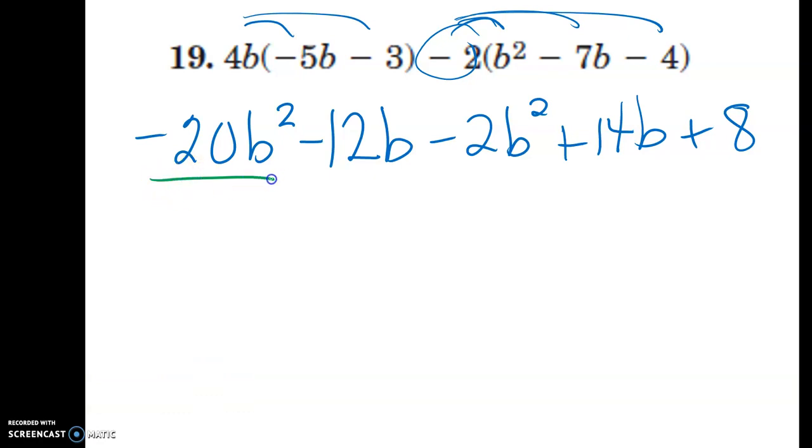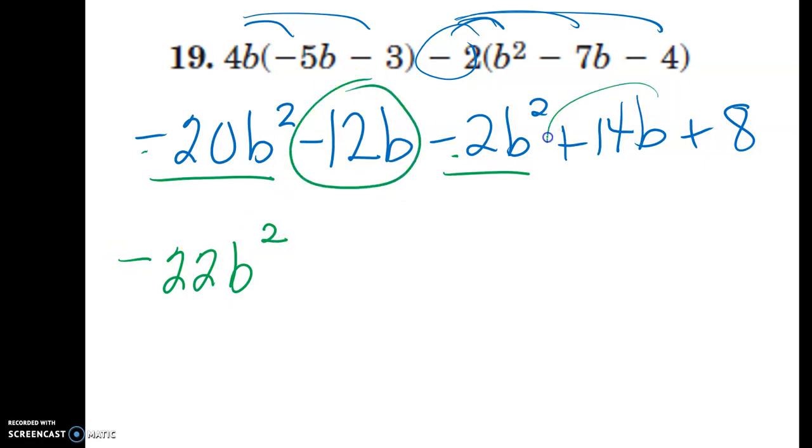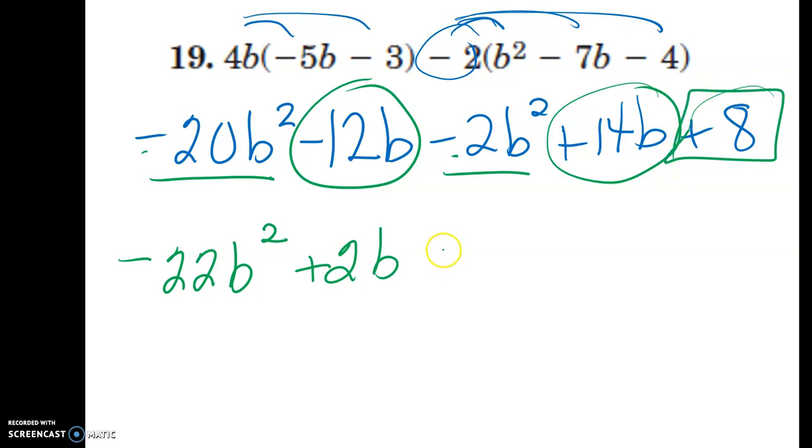All right, so we have negative 20b squared and negative 2b squared. They're alike. They are both negative, so that means that we're going to add them and keep the common sign. So that's negative 22b squared. We have negative 12b, positive 14b, opposite signs, so we have to subtract them, keep the sign of the larger number. So I have a positive 2b. This guy stands all by himself out here on the end. He has nobody to be collected together with. And so final answer is negative 22b squared plus 2b plus 8.